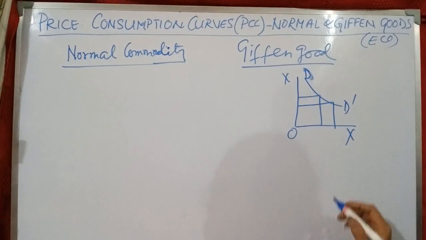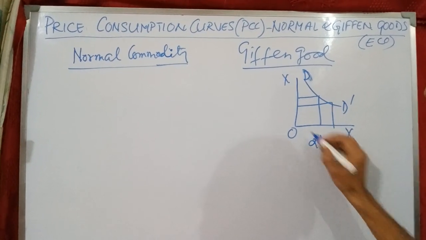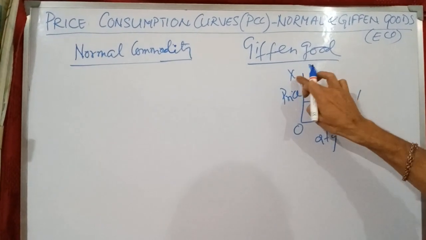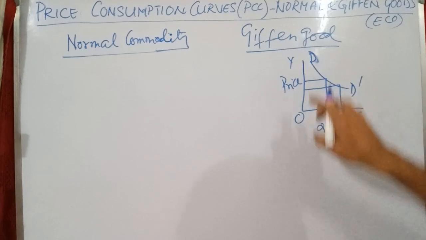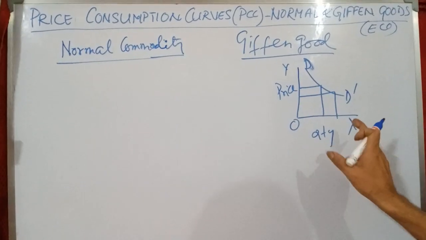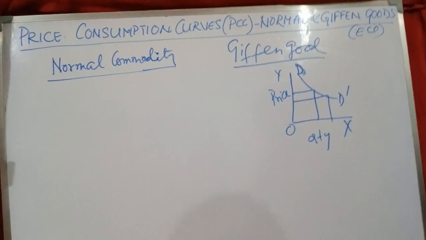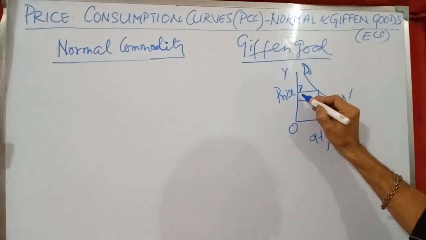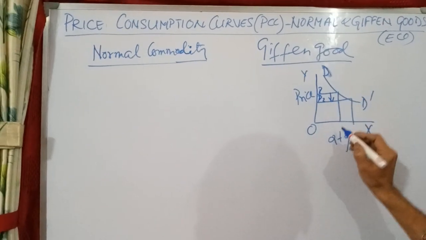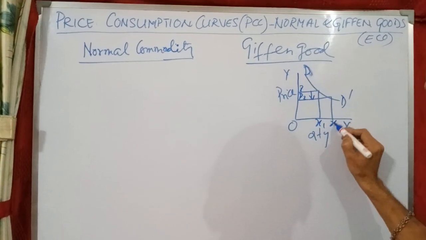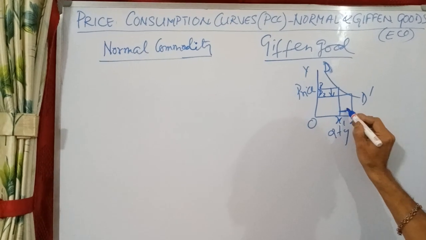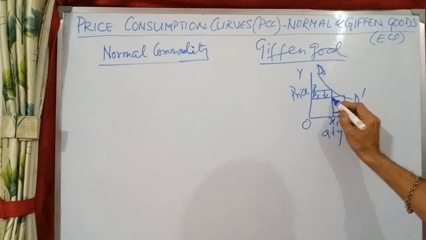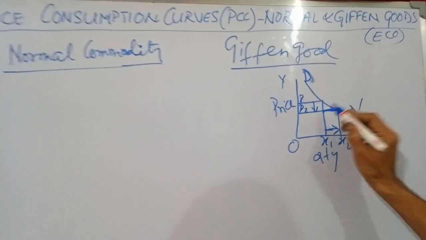DD' is the demand curve. On y-axis we measure price of the commodity, and on x-axis we measure quantity consumed. So we see as price is falling from say P1 to P2, quantity demanded is increasing from OX1 to OX2. That is the reason demand curve is downward sloping.